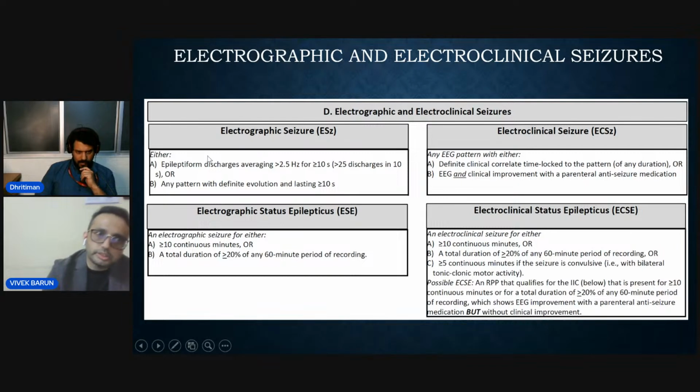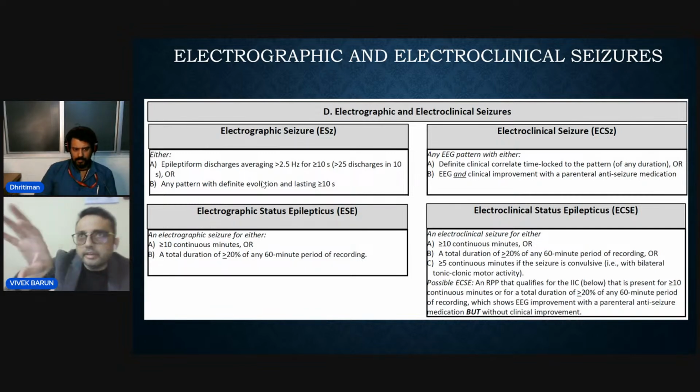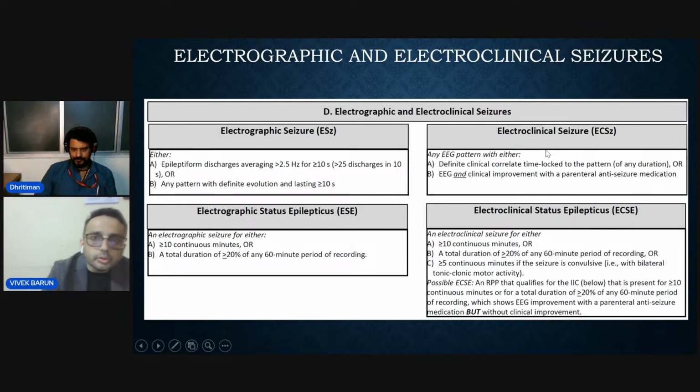If with these discharges we have a time locked clinical correlate, like during that discharge the patient is aphasic, or has time locked myoclonic jerks, or eye deviation to one side, then it becomes an electroclinical seizure, because there is clinical manifestation also. And if this continues for more than 10 minutes, then it becomes electroclinical status epilepticus.